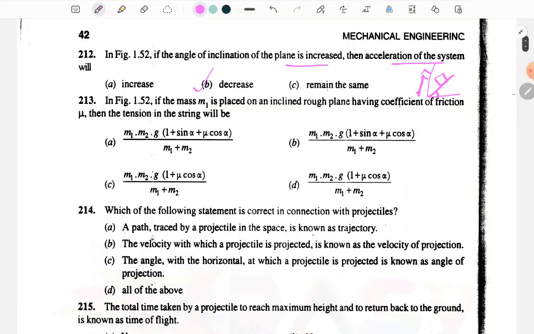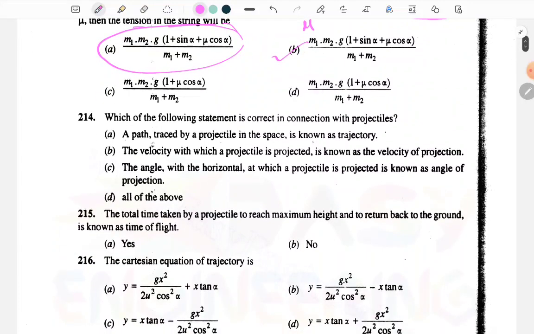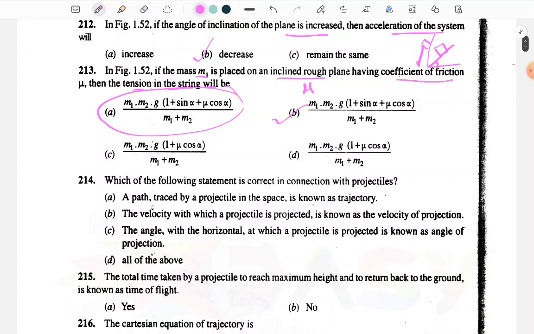If m1 is placed on an inclined rough plane, since rough is said, mu will come, the coefficient of friction mu, and the tension in the string will be asked. So the tension is m1 m2 g into 1 plus sin alpha plus mu into cos alpha, by m1 plus m2. This option is also printed the same; they may have printed it by mistake, so just focus. A and B are printed the same.